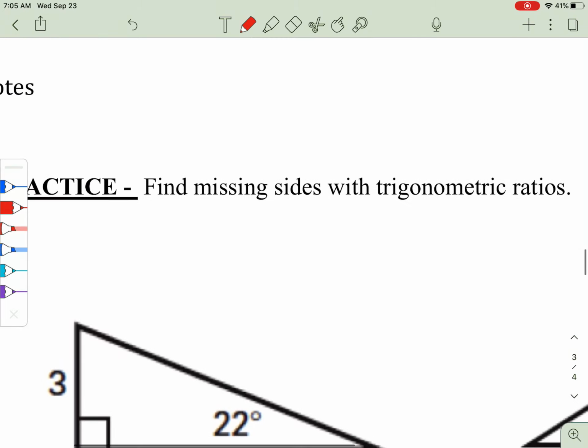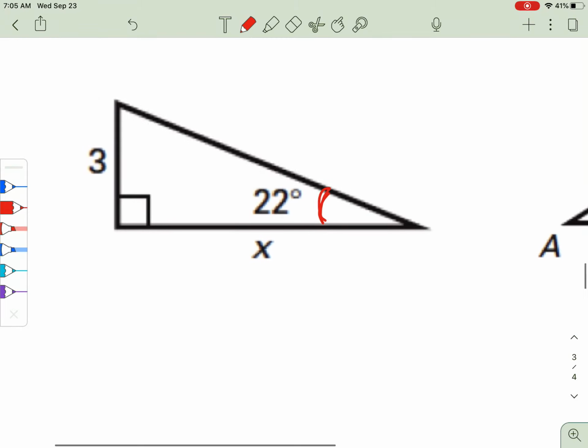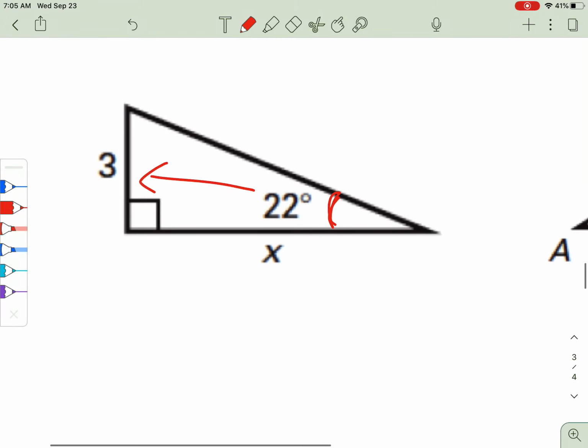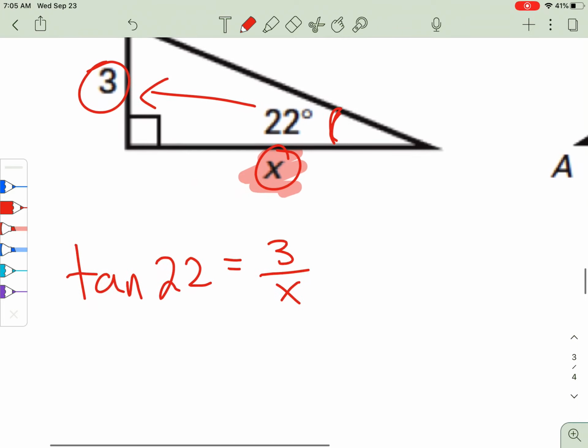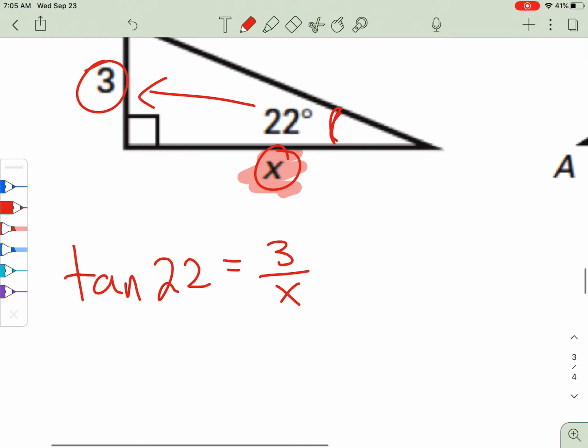So, for instance, in the first one, you have to figure out, okay, here's my angle. What side is this? And what side is this? Well, this side is opposite, so we would use sine, although they also have an x here, and that's the adjacent, so we're going to use tangent. So tangent of 22 equals 3 over x. Okay, so we want to solve for x.